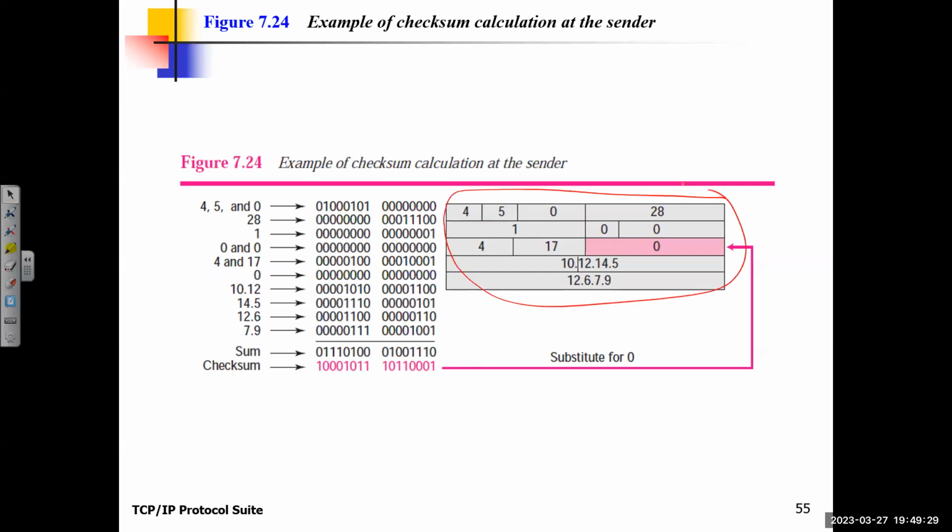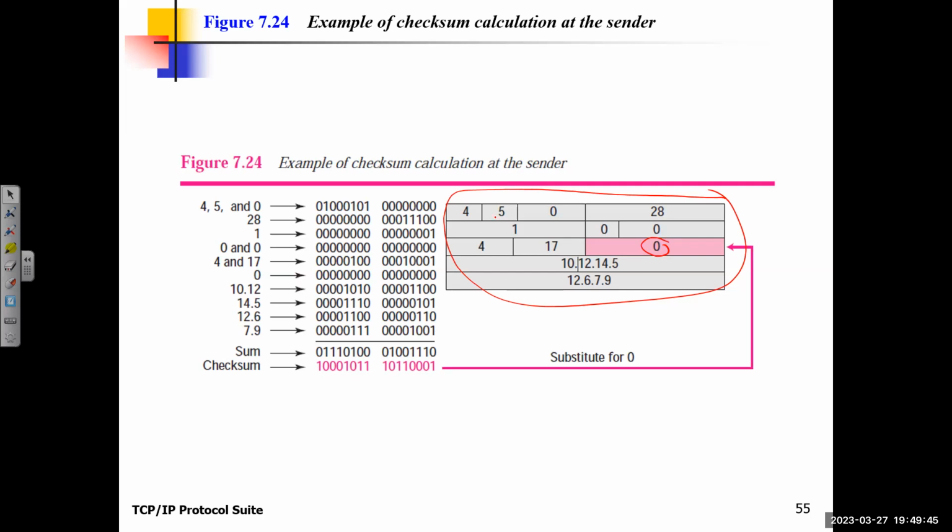What is the initial checksum at the source? The checksum is 0. I did not calculate it yet. Usually it's 0 at the beginning. So how do you calculate that?